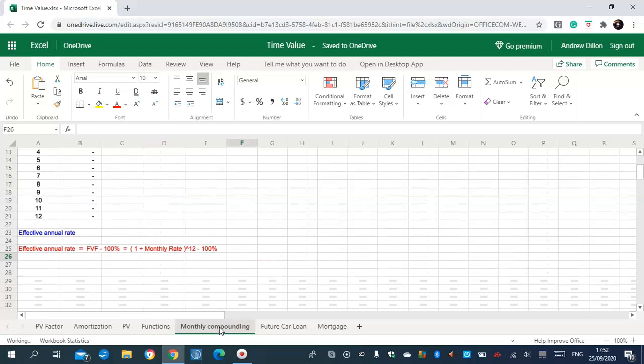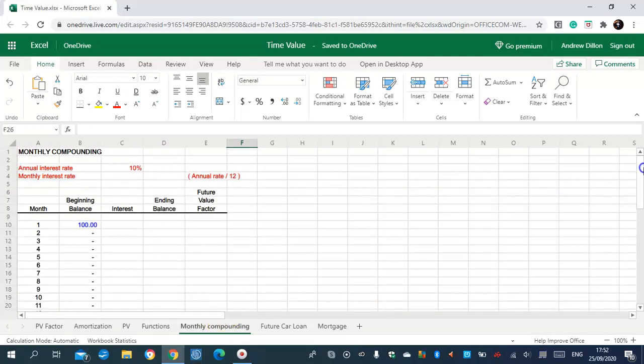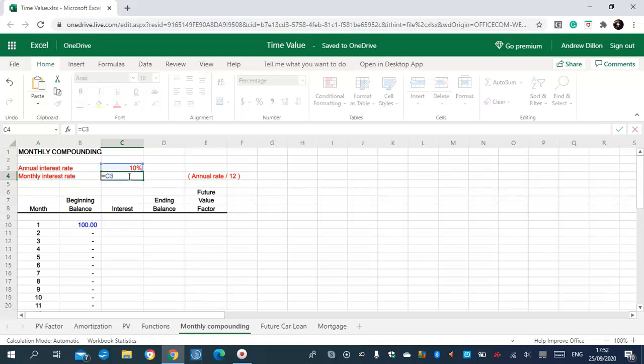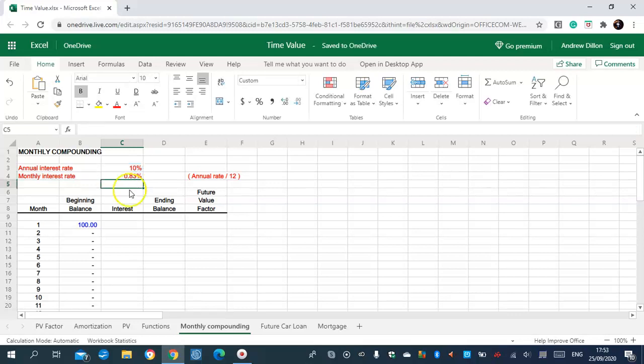Next one is the monthly compounded. Here I have to calculate the monthly interest rate. Okay, so I'll calculate the interest.